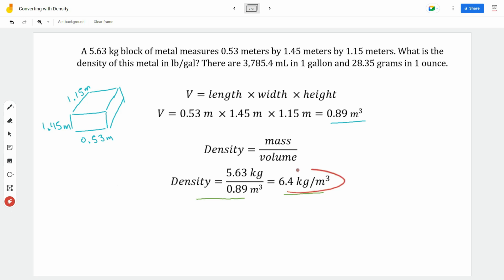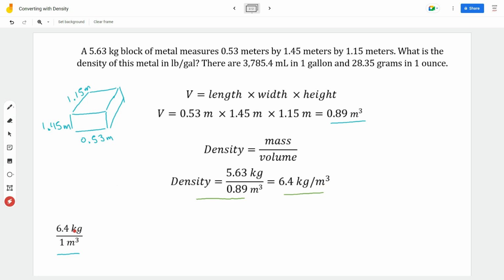So this is fantastic. We do have a density, which is what the problem asked for. What is the density? But we have a little bit more work to do because the problem wants the density in pounds per gallon. And right now we have it in kilograms per meters cubed. So this is a problem that is not only asking you to calculate the density, but then we must do dimensional analysis on these units to get it to what the problem asked for. So let's set up our dimensional analysis. Starting with the density that I calculated, 6.4 kilograms per meters cubed.